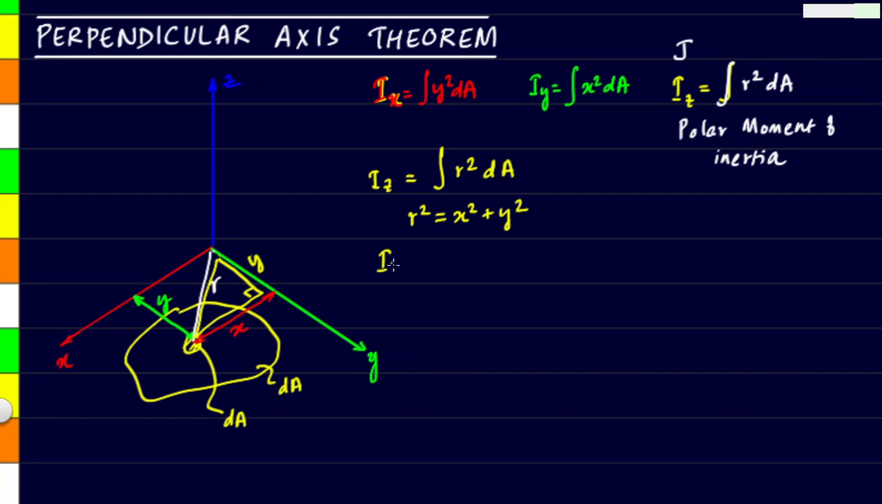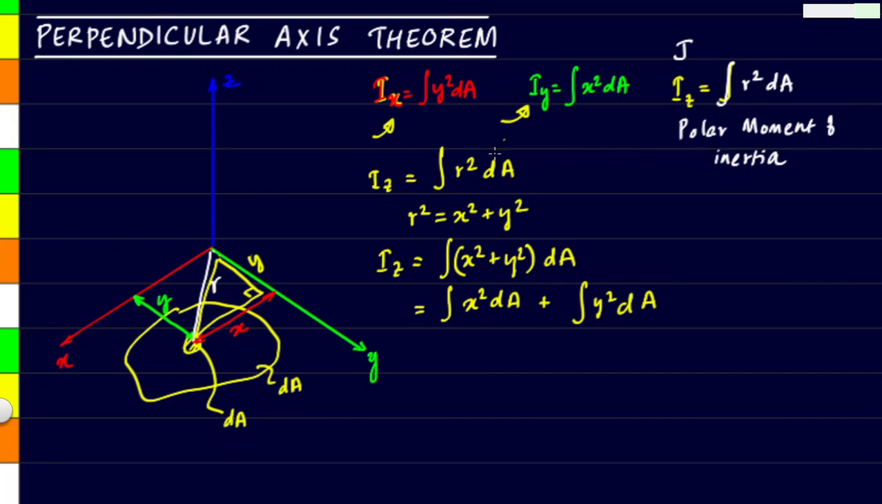Substituting that in the equation, we get Iz value as integration x square plus y square into dA. When we open the brackets, we get integration x square dA plus integration y square dA. Now we know by definitions of Ix and Iy that this term is equal to Iy and this term here is equal to Ix.